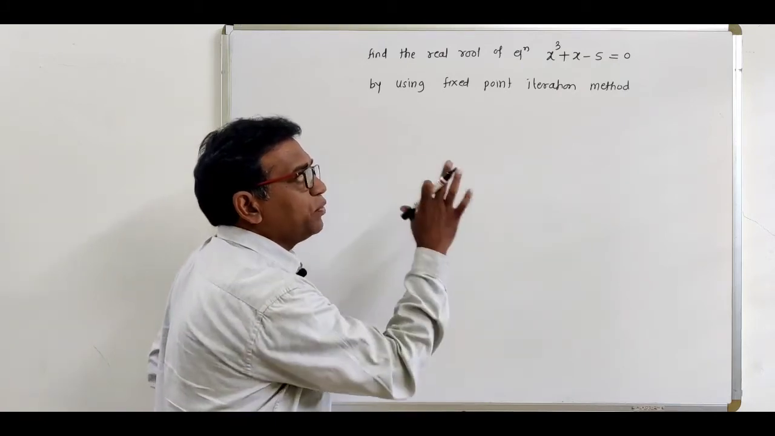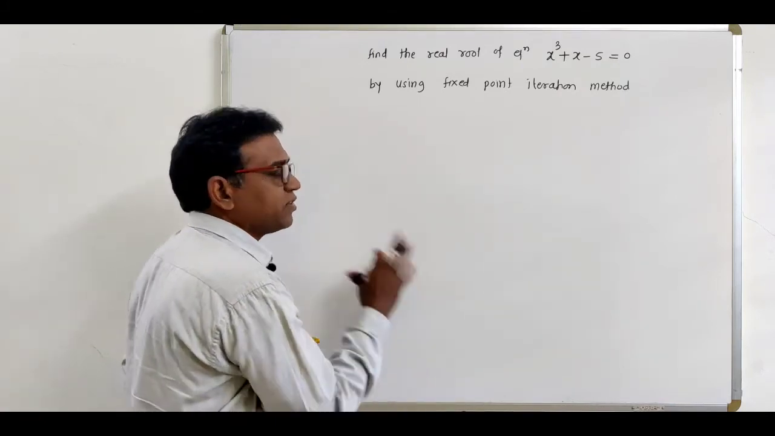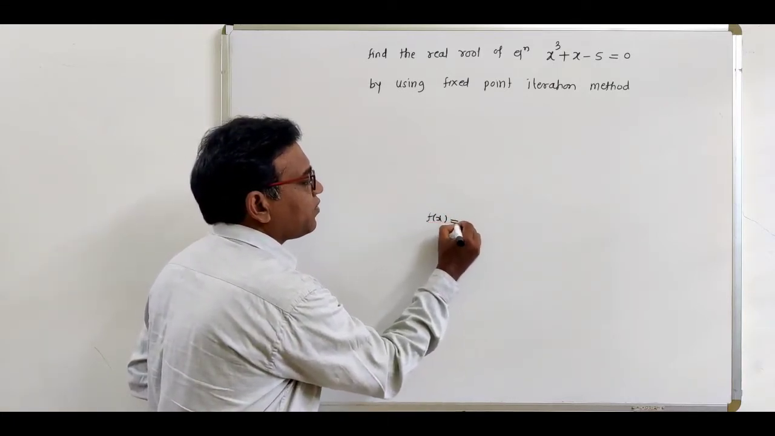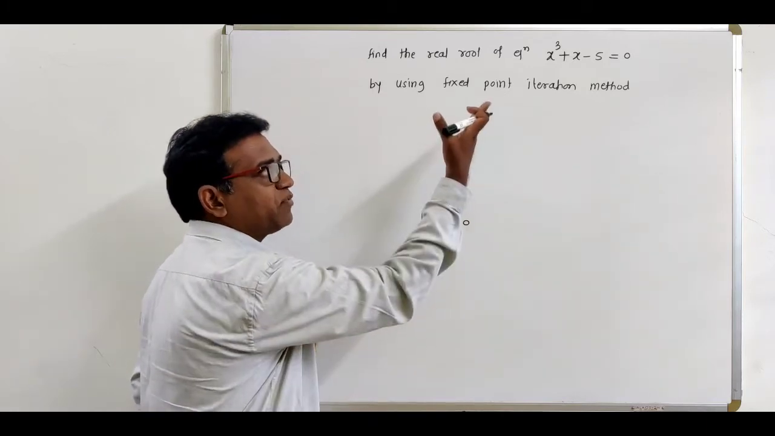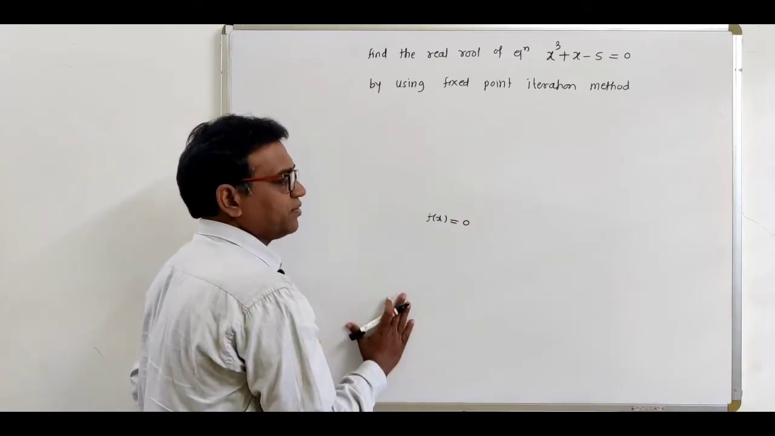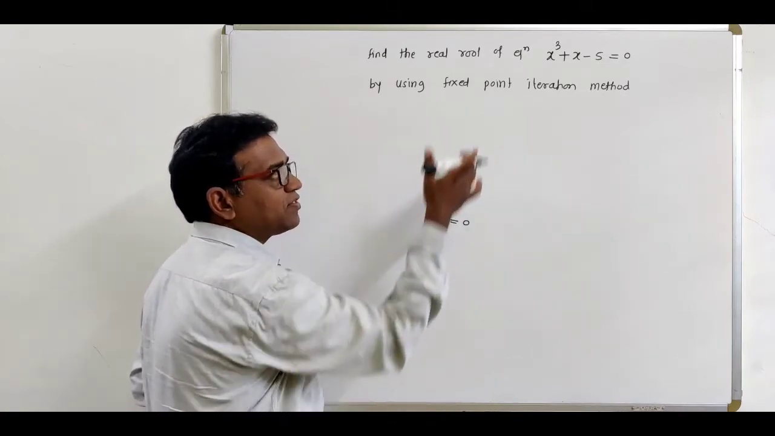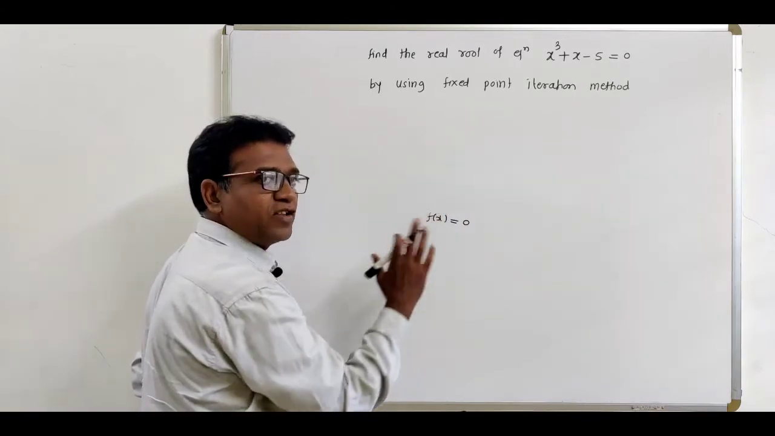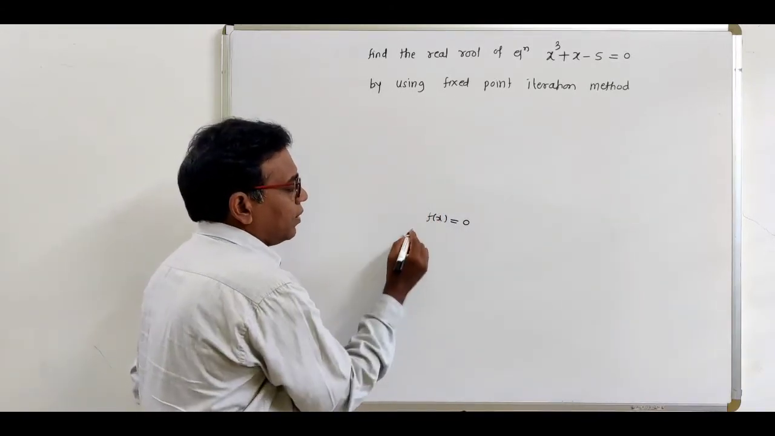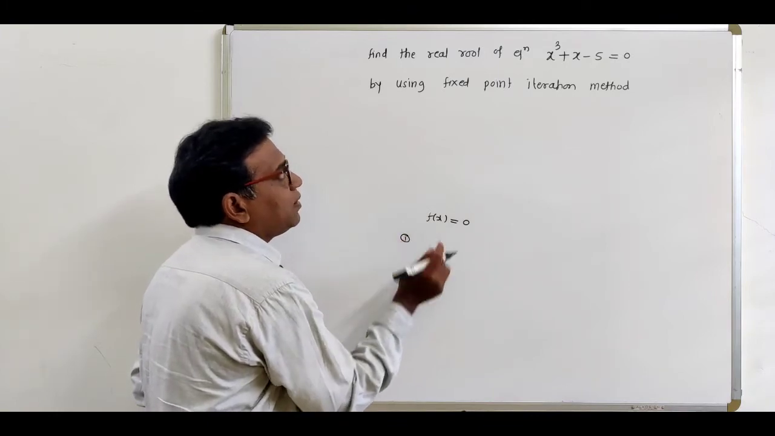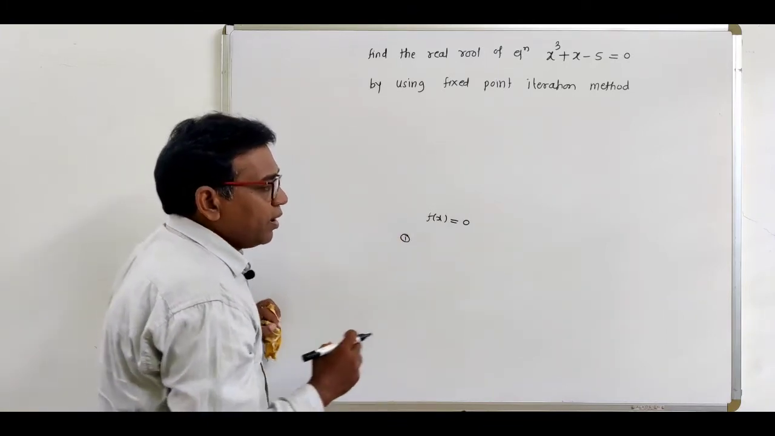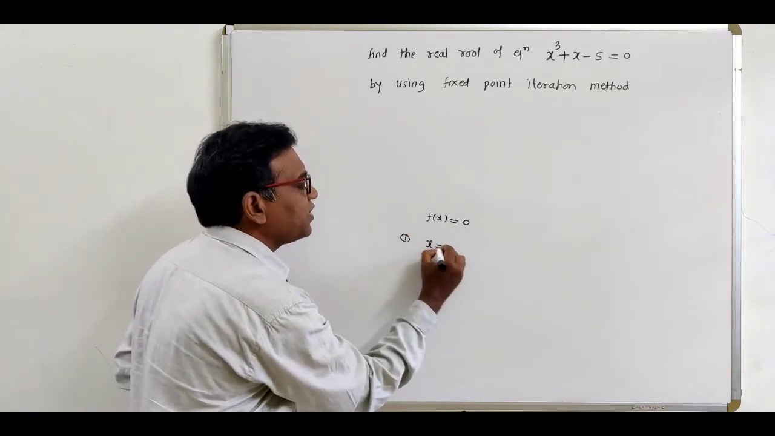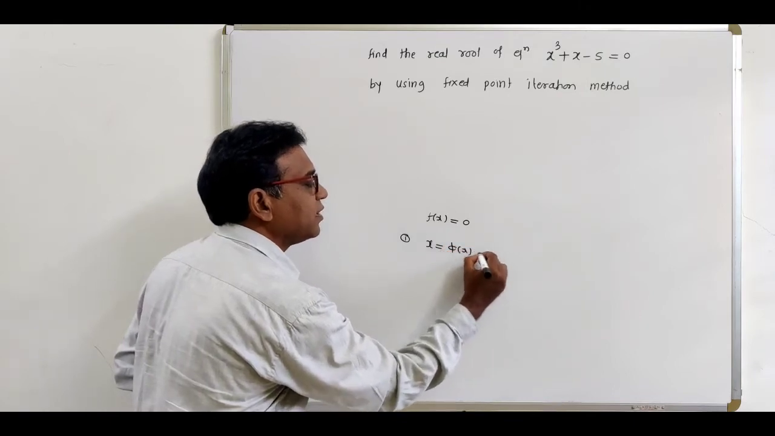Now see what is the working rule for the iteration method. This is the working rule. Suppose we have been given some equation, it may be an algebraic equation or a transcendental equation. Now f(x) = 0 is the given equation. Now this is the given equation, x cube plus x minus 5 equal to 0. What is the first step in iteration method? First of all, express this equation f(x) = 0 in the language of x = φ(x). This is the first step.